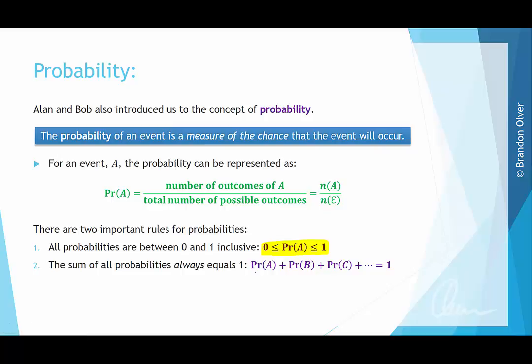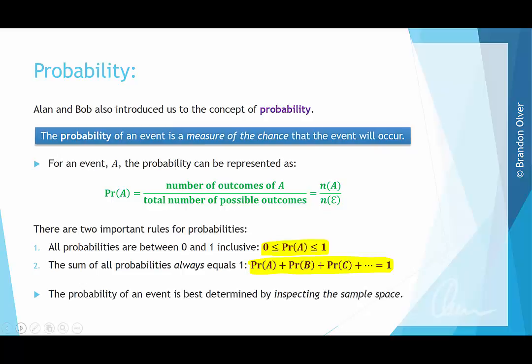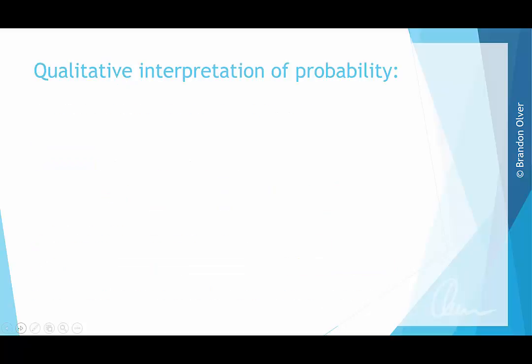So if I take all the probabilities of all the events in our sample space, the probability of A plus the probability of B plus the probability of C, on and on until I've got all of them, if I add them all up, they will always total 1. So when we're trying to determine the probability, it's best done by inspecting or considering the sample space. So we'll just take a minute to pause and interpret what probabilities are.